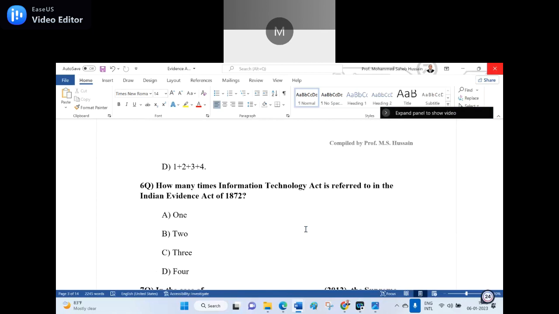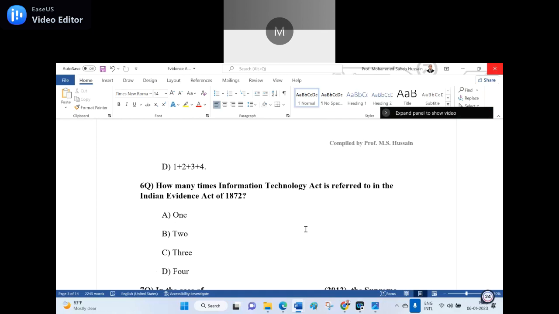Okay, sixth question. Anyone can unmute and read the sixth question? Quick. How many times is the Information Technology Act referred to in the Indian Evidence Act of 1872? Option A 1, option B 2, option C 3, option D 4. Option C, 3, sir.